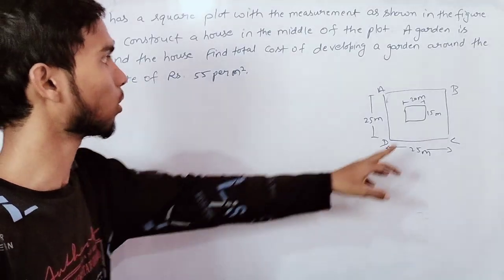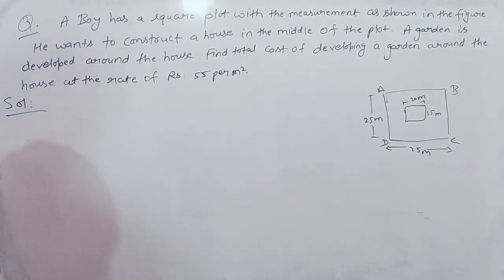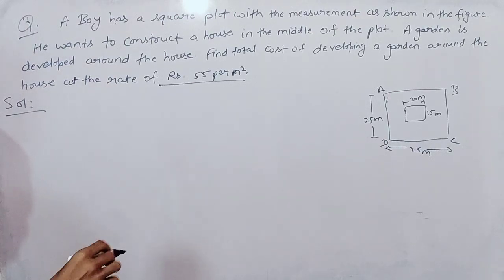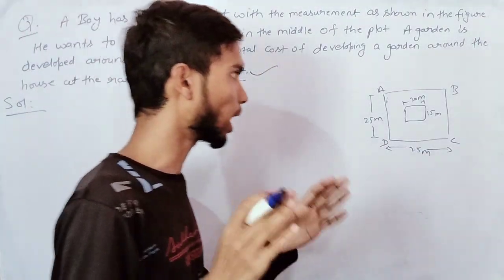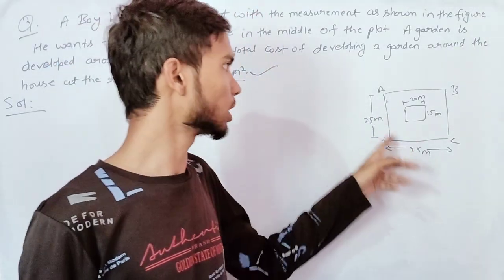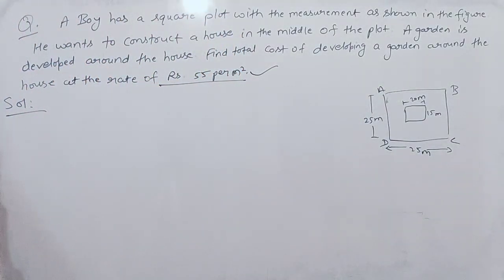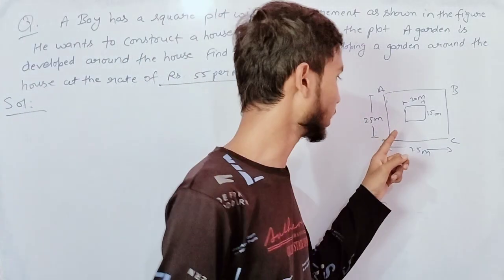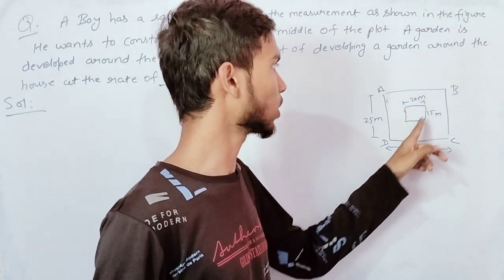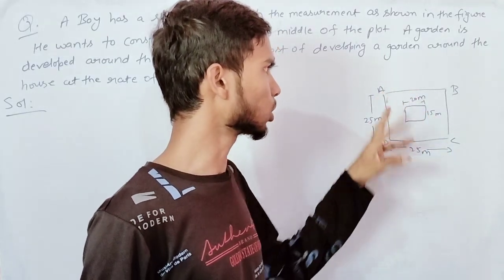What will be the cost of developing this garden around the house at the rate of rupees per meter square? It is clearly stated. You find the total area of this developing garden around the house. It will be possible when we have the area of this square and the area of this rectangle. This is not a square because this side is 15 and this is 20. Both are not the same.